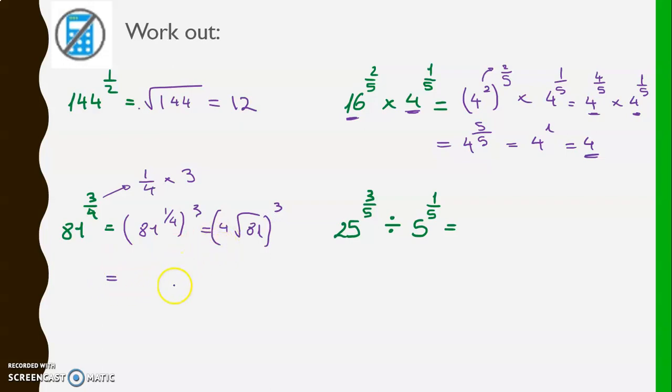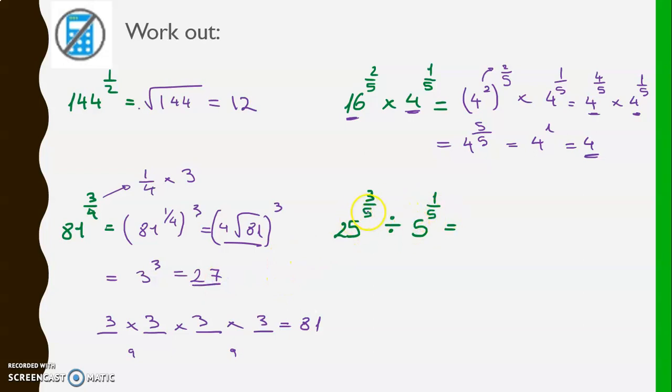Now the fourth root of 81 is something times itself 4 times to give you 81. If you think of 9 times 9, but then 9 can be written as 3 times 3, so the answer would be 3. That's the fourth root of 81, but then it has to be raised to the power of 3, which is 27.